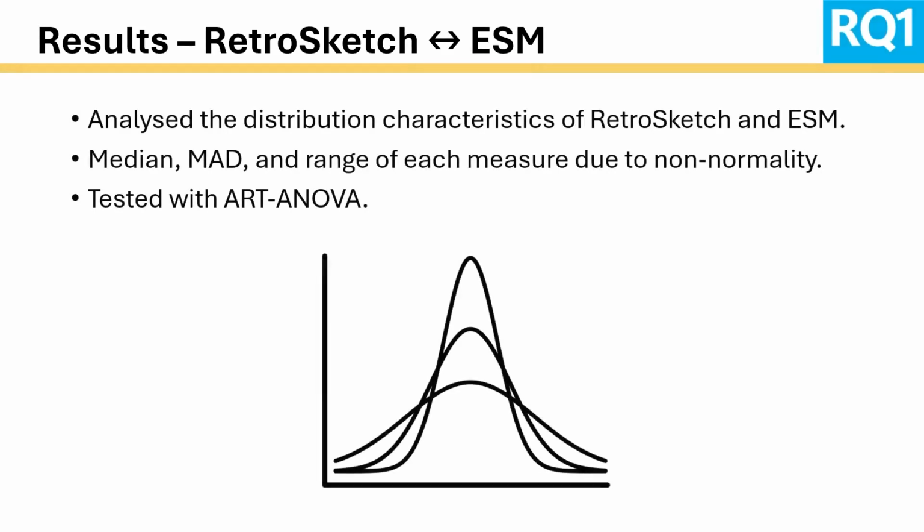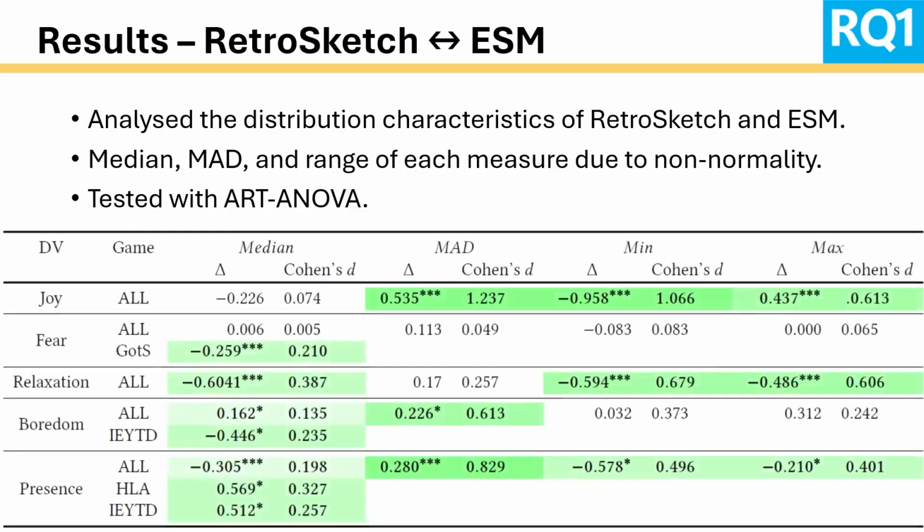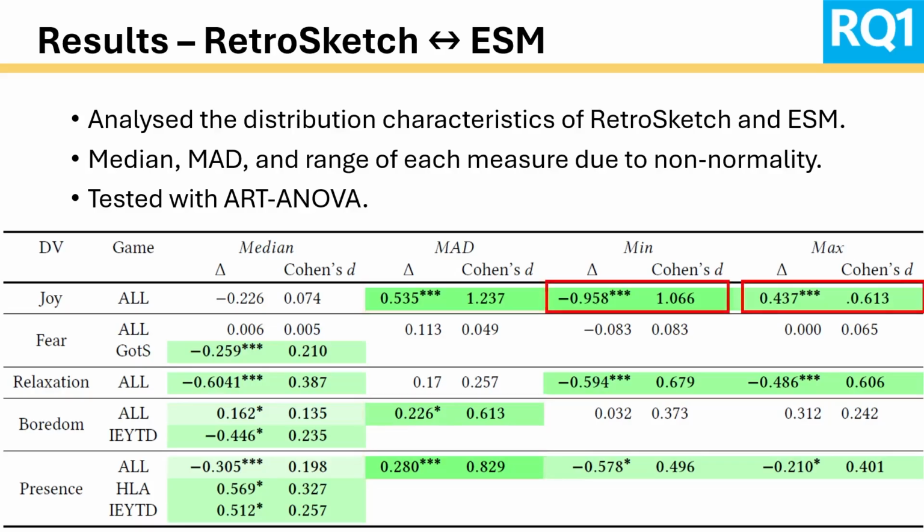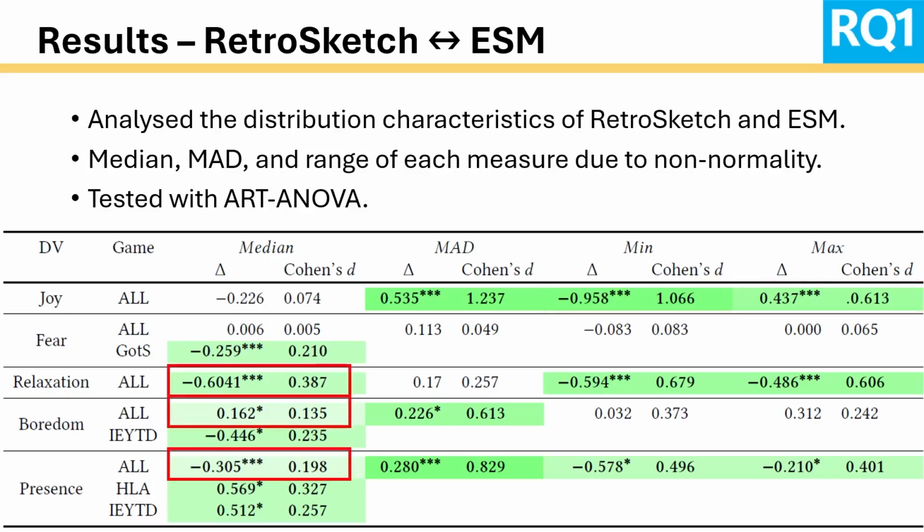In addition to this, we also analysed the distribution characteristics of each measure compared to one another. So we were specifically looking at the median, MAD, and range for each measure. This was due to non-normality, and we tested for differences using an aligned rank transform and other tests. And here we can see from the table that generally RetroSketch had higher variability in many of the measures, and this is shown by the significant results for the MAD values, and these had large effect sizes. And we can see many more peaks and troughs in specifically the joy ratings. And we had a slight tendency towards higher negative emotions and lower positive emotions when using RetroSketch.